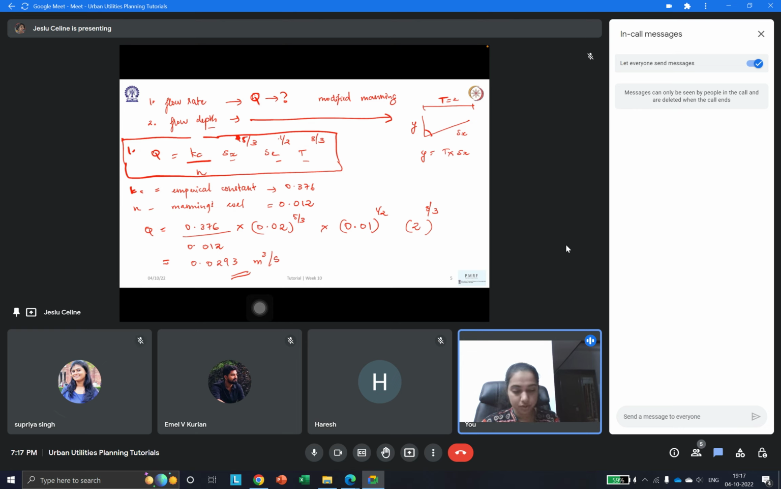So let's assume we got this value. The next part is to find the flow depth, which we can do as y is equal to... So t is again 2. So this is very easy, into 0.02, 0.04 meters. So this should be y, 0.04 meters, and overall the flow rate, the quantity of flow, is 0.0293 meter cube per second. A similar question is there in this time's assignment also, so you might make a note of this.